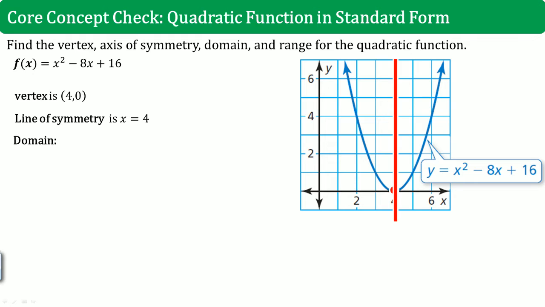The domain would be the set of all real numbers. In bracket notation, it looks like this, or in interval notation, it looks like that. And the range are all possible values for y greater than or equal to 0. In interval notation, it looks like 0 to infinity. We can close it here at 0 because it touches 0.